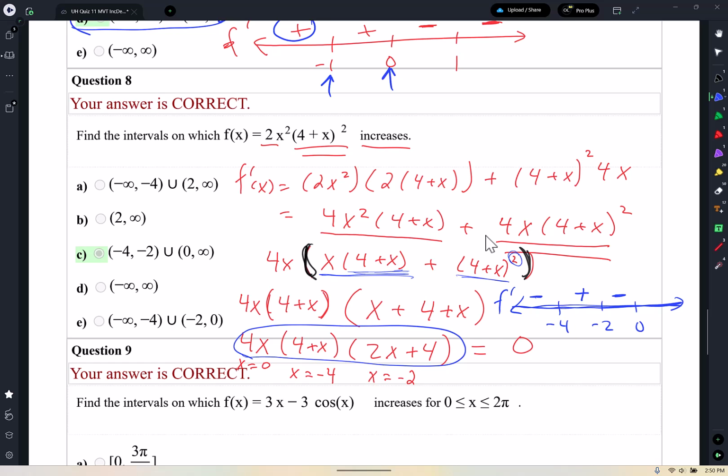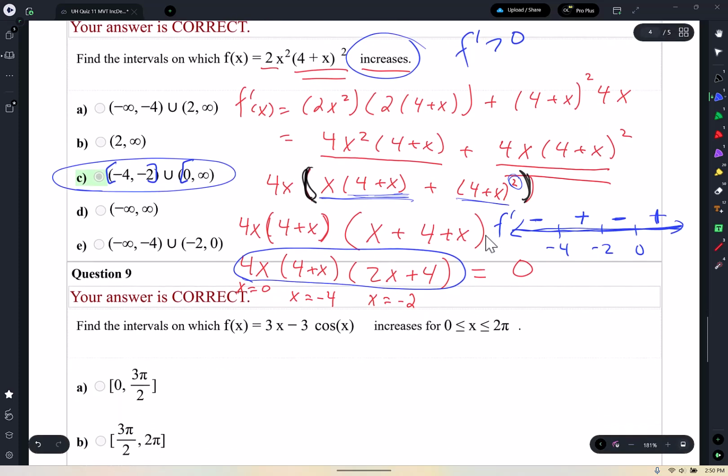And then if I choose a positive number like 1 or 2, 4 times 1, positive. 4 plus 1, positive. 2 times 1 plus 4, positive. Positive times a positive, positive. They want increasing, so I'm looking where the derivative is. So where's the derivative positive? There you go. And really, they should put brackets on the negative 4 and 2 and on the 0, but that's fine. Cool or not cool?